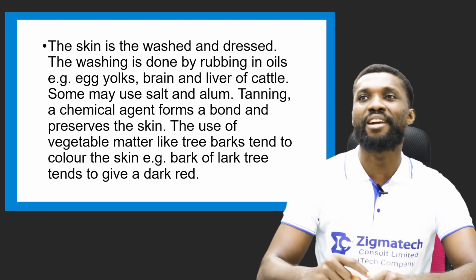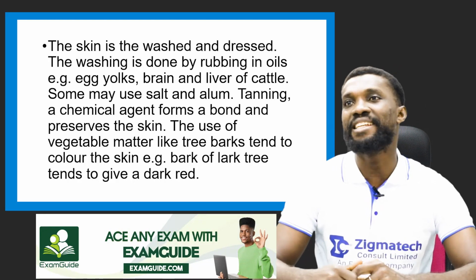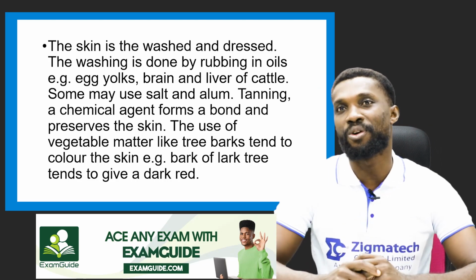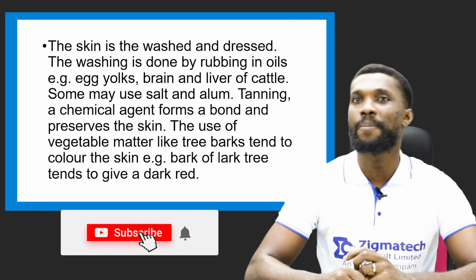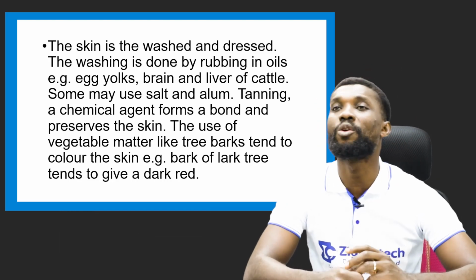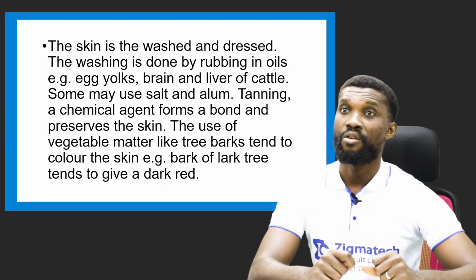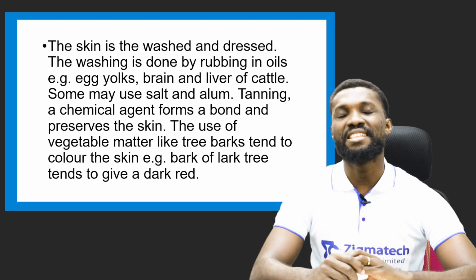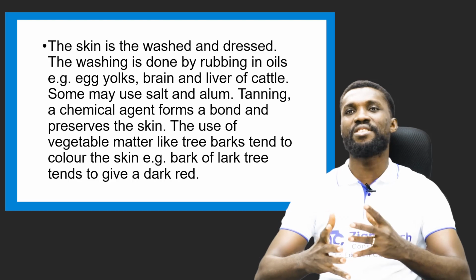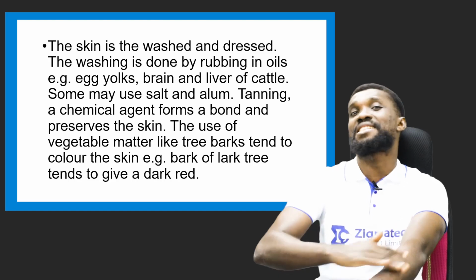Now the washing is done by rubbing in oil, for example, egg yolk. You can use the brain and liver of cattle to wash the skin of the animal that you're using. It could be the skin or the hide. Now, some may use salt and alum for tanning. Now, tanning, a chemical agent, forms a bond and preserves the skin. Now, the essence of using these things to wash the skin is to preserve it, to kill that smell, to make it plastic-like.